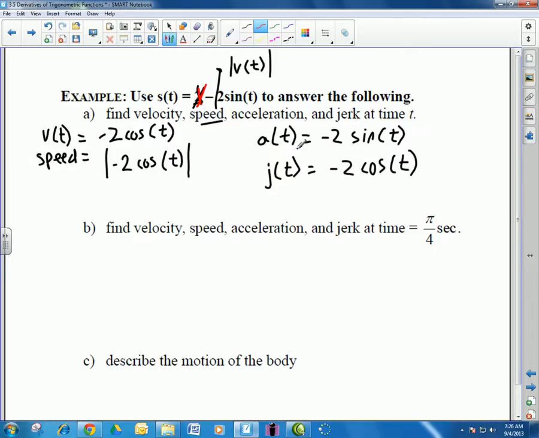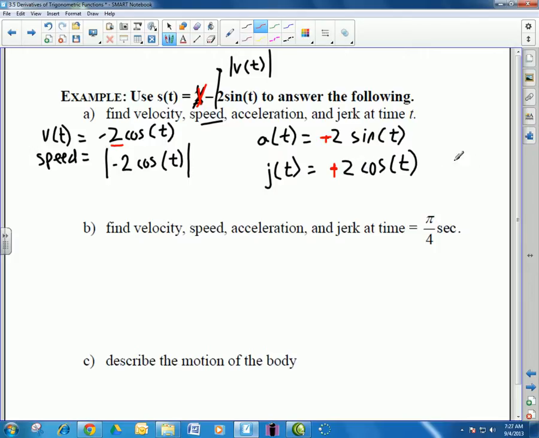The acceleration then is the derivative of negative 2 cosine. So remember, this constant doesn't do anything. So it's just the derivative of cosine. Yeah, the derivative of cosine is negative sine. And so actually this should be positive. There we go. Those should be positive. And then the derivative of sine is cosine, and so we have 2 cosine of t.